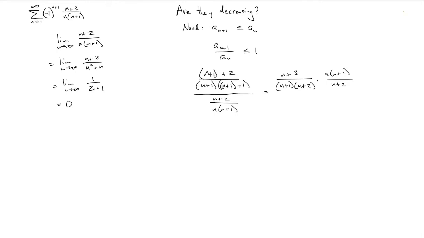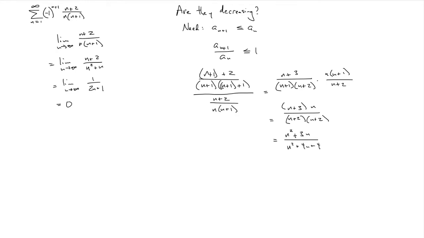And there's a little simplifying we can do before we get down to the hard work. In particular, there's a factor of n plus 1 in the numerator and in the denominator, and so those cancel. And so we get that a sub n plus 1 divided by a sub n is this expression, n plus 3 all times n, all over n plus 2 times n plus 2. And our goal is to try to show that that is less than or equal to 1. If we can do that, then that will tell us that the terms are decreasing.